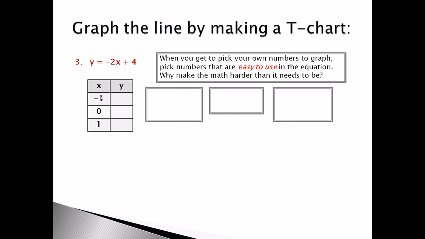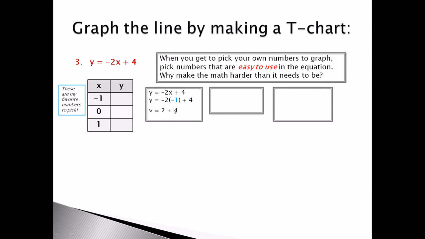My T-chart, I'll pick 3 numbers, and I'm going to give them all to x because I don't want to skip around. These are my all-time favorite numbers, -1, 0, and 1. Why? Because I know how to multiply by 1 and I know how to multiply by 0. Bam! Yep, I know. Obviously now my math skills are pretty advanced if those are my favorite multiplication problems. But just do it. If you put in y equals -2 times -1 plus 4, so we'll substitute our first x.